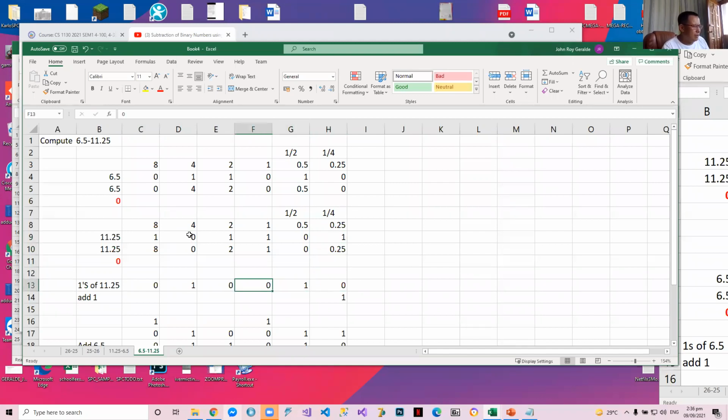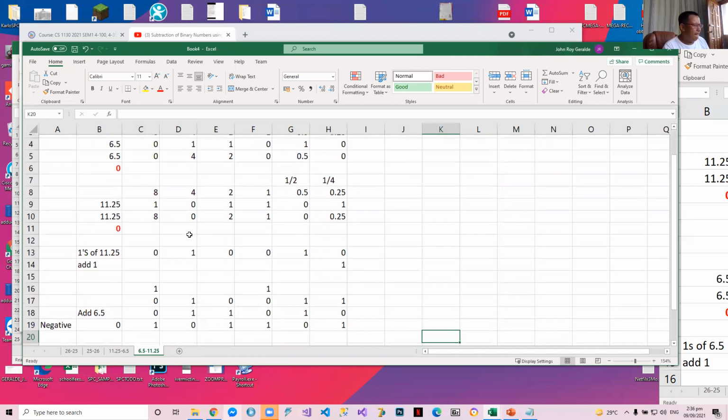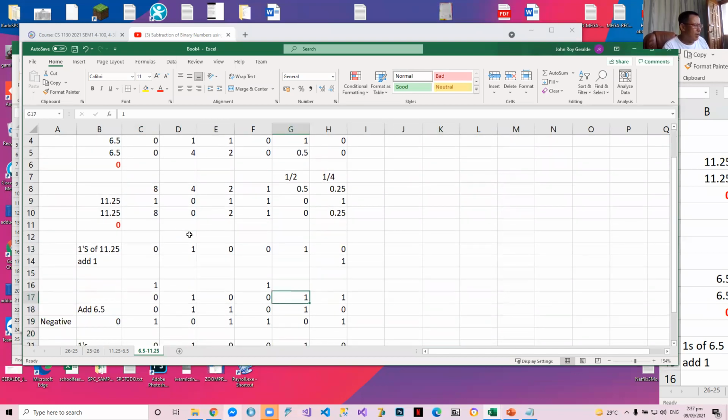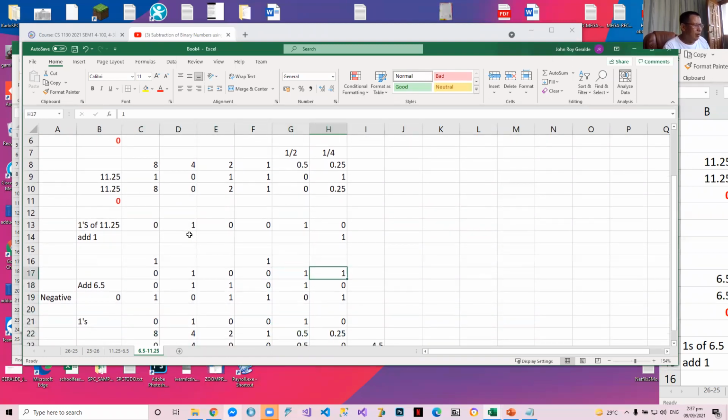This is 0. This is 1. This is 0. 0. This is a 1. This is a 0. We add 1. This is a 1, 1. Okay. 0, 0, 0, 1, 0. Okay. This is our 6.5. This is correct. Let us review this. 1 plus 0 is 1. 1 plus 1 is 0. Carry 1. Mali na ito dapat kasi 0.75 eh.